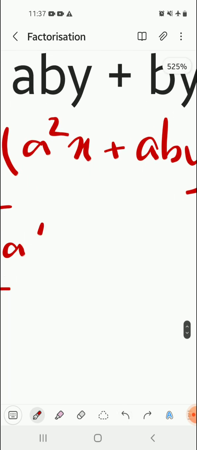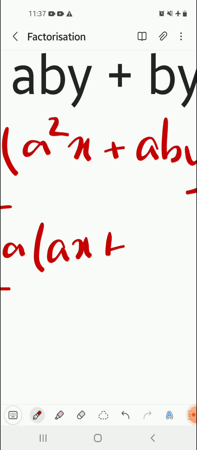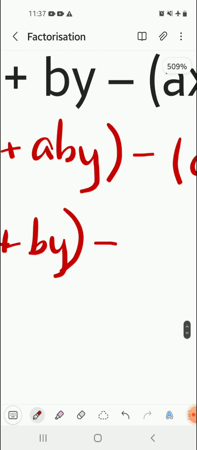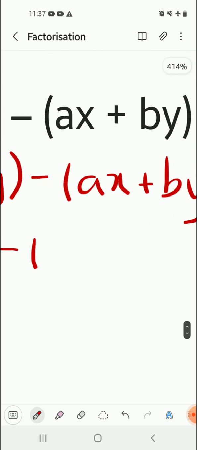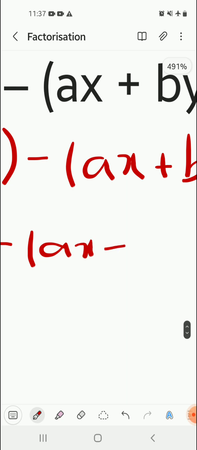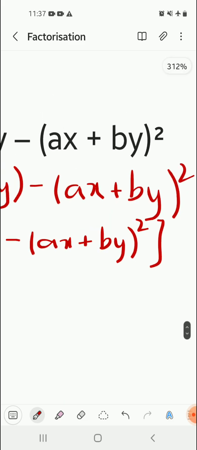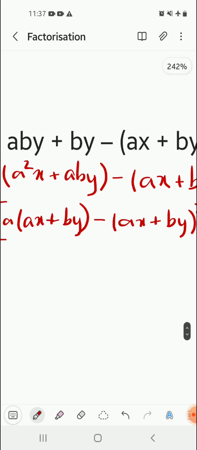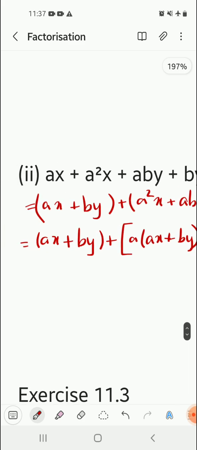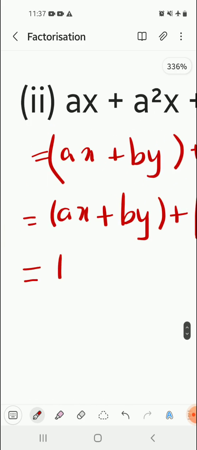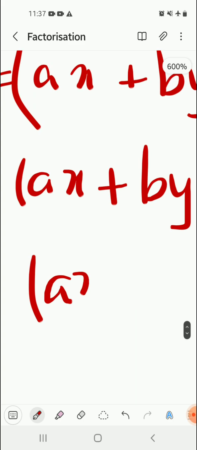Nothing else is common. So take this a out. So here, whatever we are left with is ax plus by. This is done. Minus, over here, of course, there is nothing. We will write it all together: ax plus by and whole square. So we have written it within the bracket. After this, we are going to solve this further. So this will be simple.